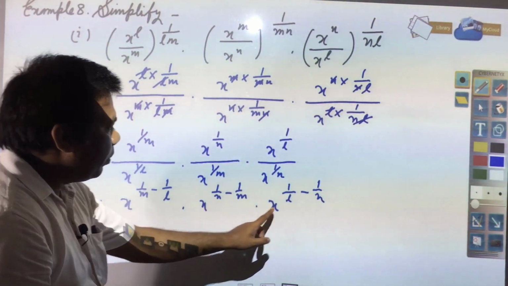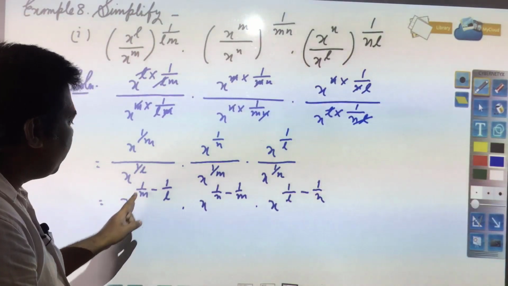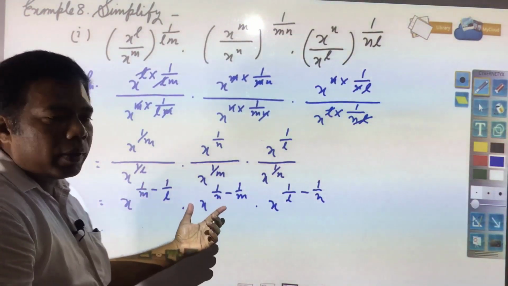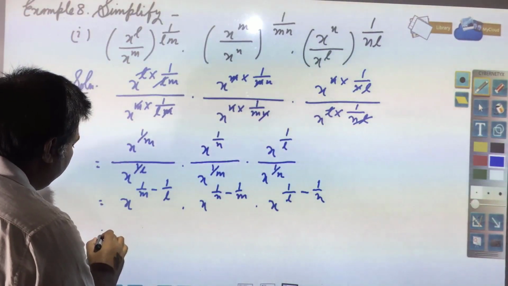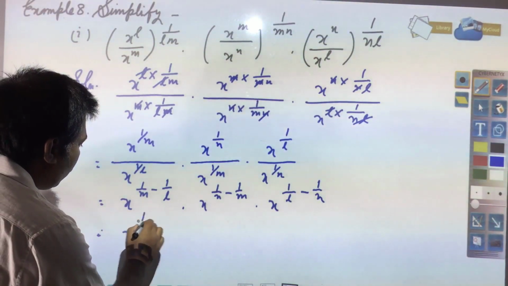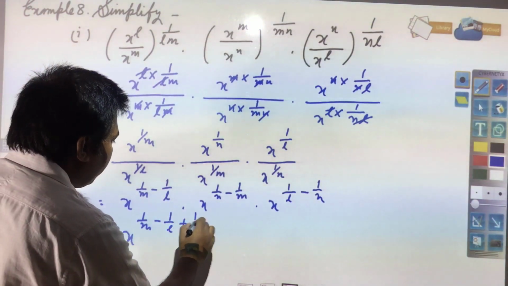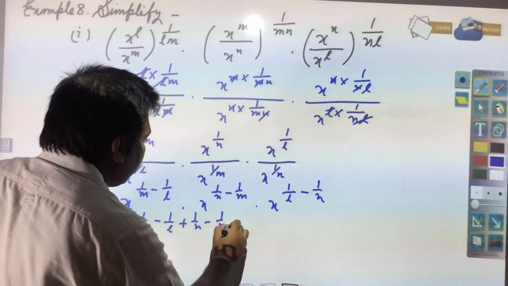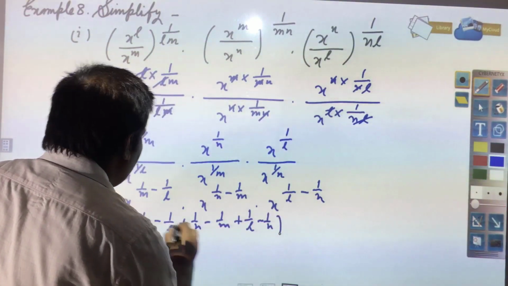Base is same, powers are different. Same formula will be applied. X to the power m into x to the power n is equal to x to the power m plus n. So, this will be x to the power 1 by m minus 1 by L plus 1 by n minus 1 by m plus 1 by L and minus 1 by n.